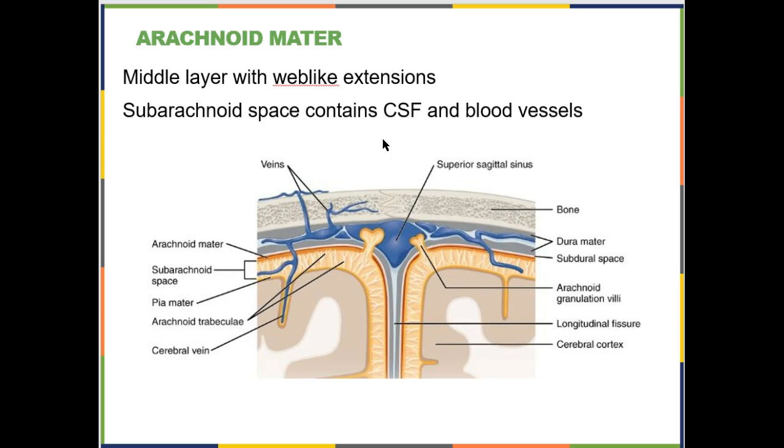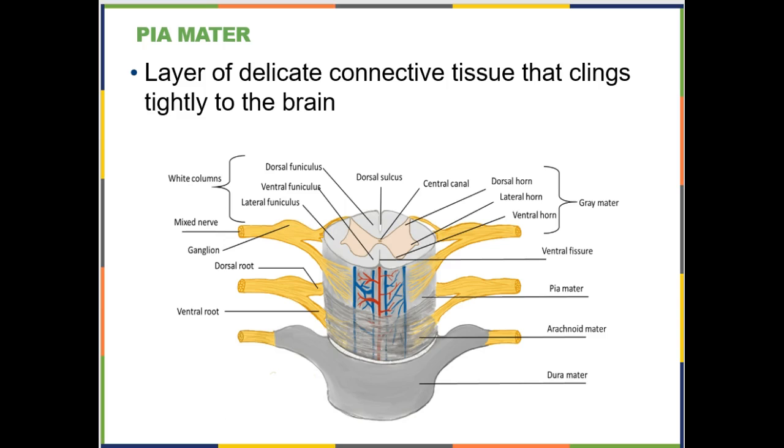Then you have the arachnoid matter. That is all this web-like looking stuff here that they're calling the arachnoid trabeculae. So it kind of fills up this whole space. Some of it is attached to the inside of the dura, and some of it is attached to the outer surface of the pia. You just want to know where it is. And then the pia matter is attached to the surface of the neural tissue itself.